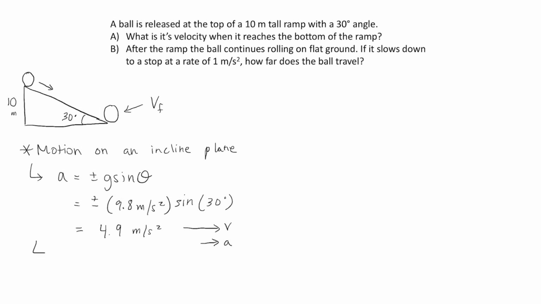We also know the ball's initial velocity, which would be 0 meters per second, because the ball is released from the top. Now the only other piece of information we need is the ball's displacement, so delta x.